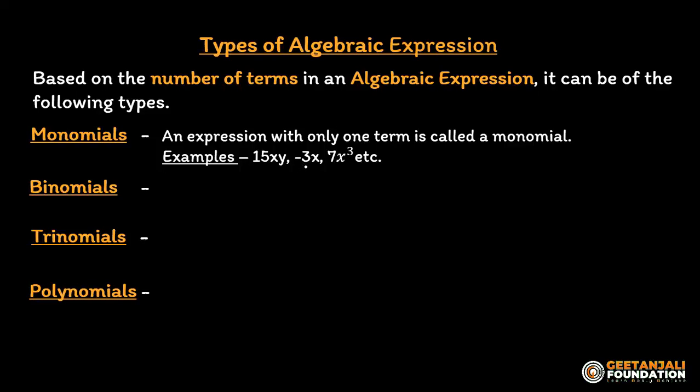Here minus 3 into x. That forms one term. So this expression has only one term. Therefore, this is also a monomial. Similarly, this one, 7x cube, is a monomial.